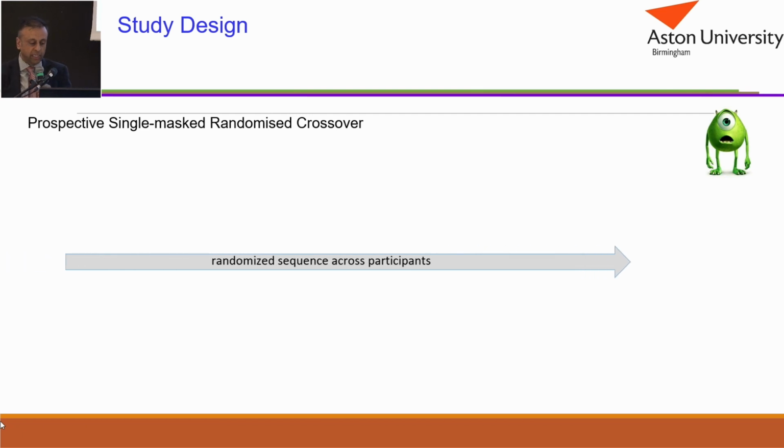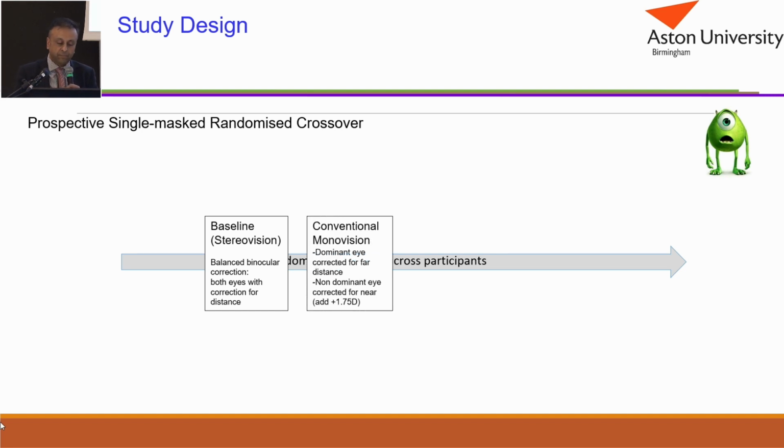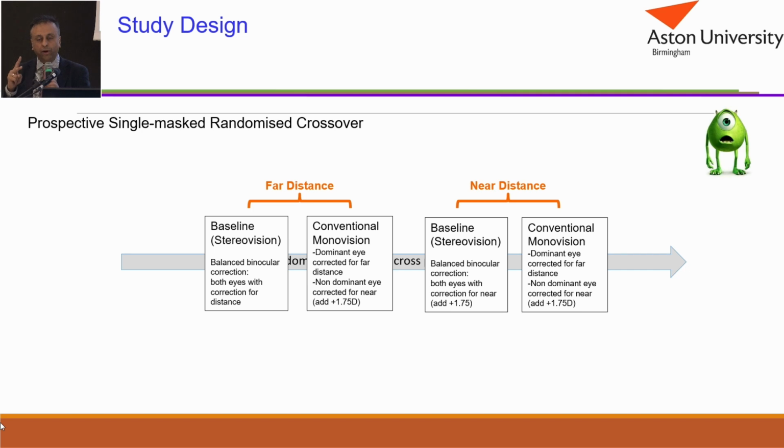And this is just to show you the type of study we did. It was a randomized sequence. This is the monovision study first of all. The patients were checked for far distance with conventional monovision, and then in a binocular situation with both eyes corrected for far. And then the same for near: one eye with monovision, and then both eyes corrected for near. So they were binocular for near, or binocular for distance, or they had monovision and we looked at near, or we looked at far. So there were 4 conditions.